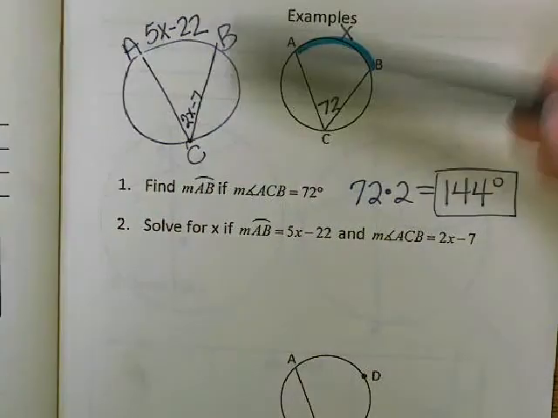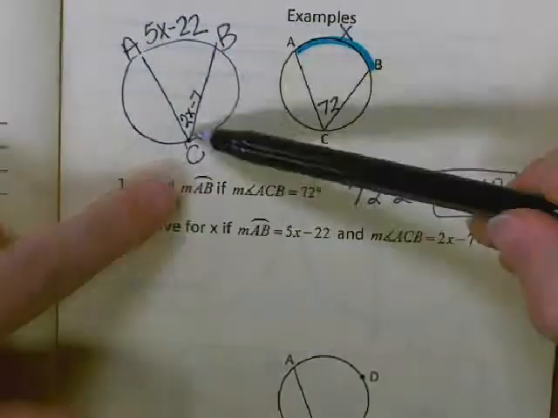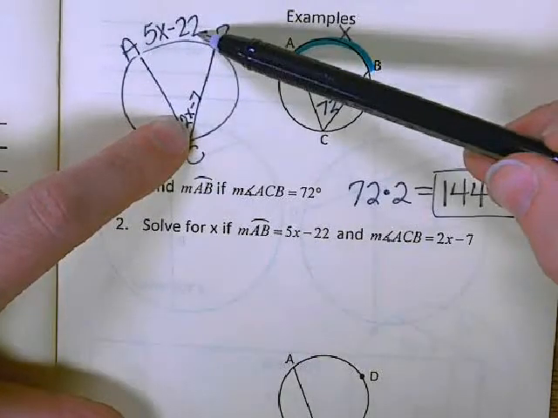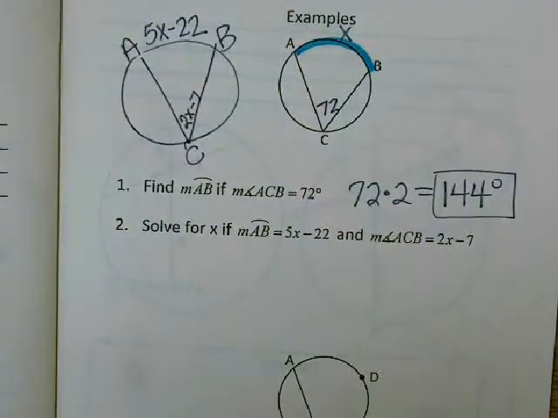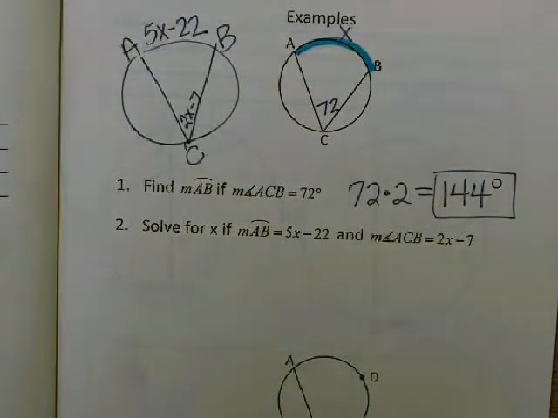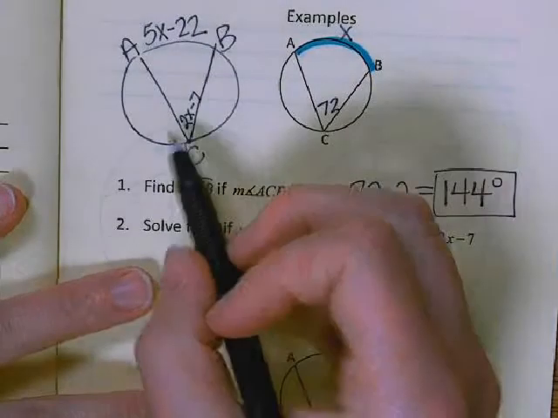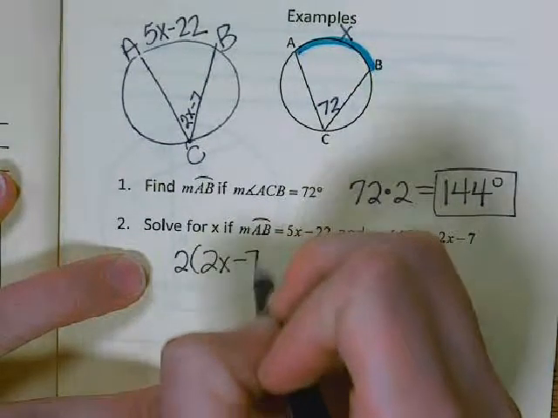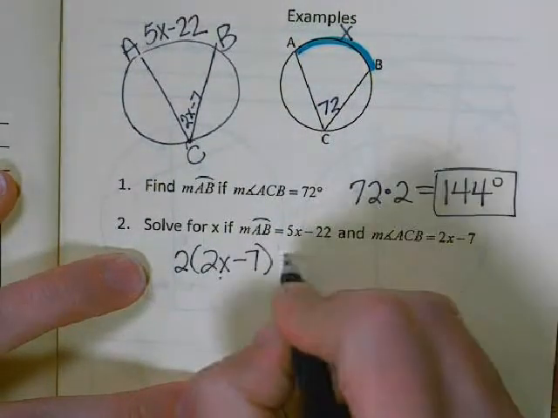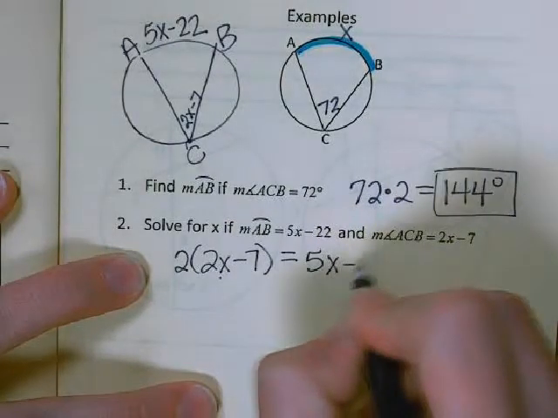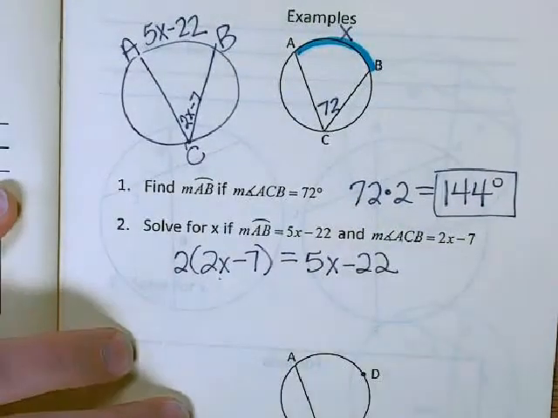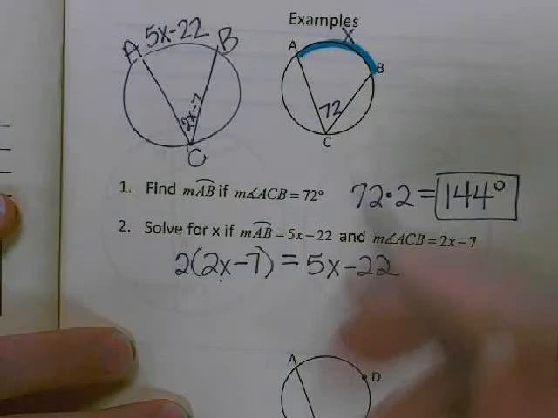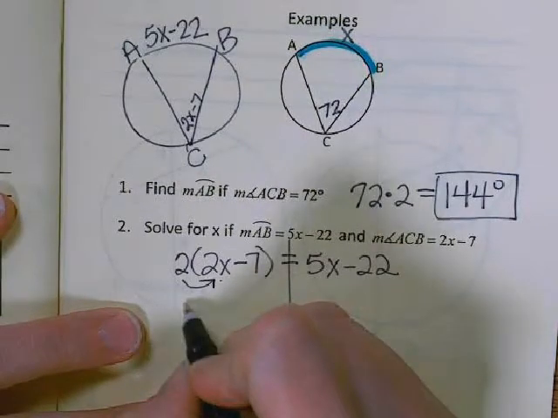So remember, how are they related? Well, if I take this angle and multiply it by 2, I get this arc. I do prefer the multiplying method because dividing is a little bit harder. So this angle, in parentheses, times 2, gives me the arc, which is 5x minus 22. Does that make sense? This angle times 2 equals the arc. And then you just distribute.